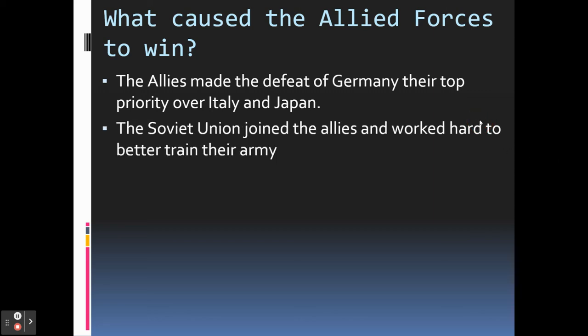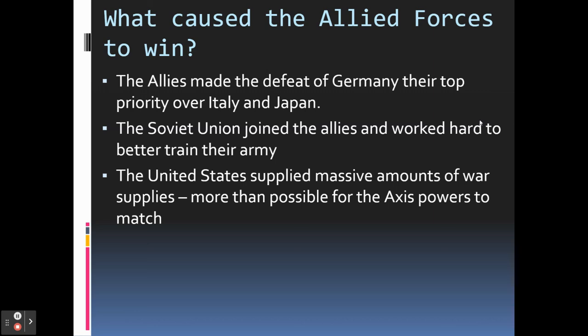The Soviet Union joined the Allies. That is going to help their side. Definitely. They worked hard to better train their armies. So the Soviets were absolutely determined to be part of this and to make sure the Germans were conquered.